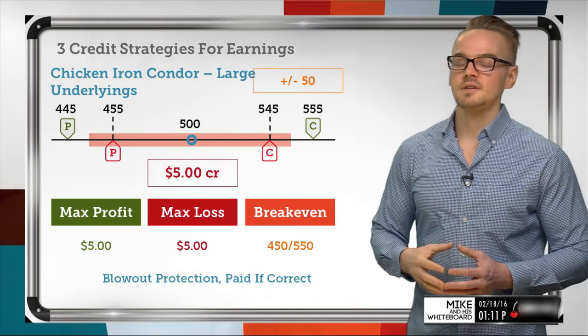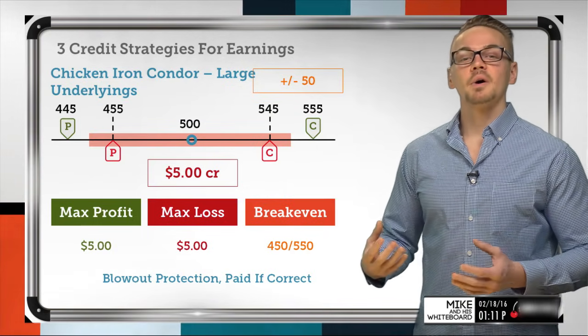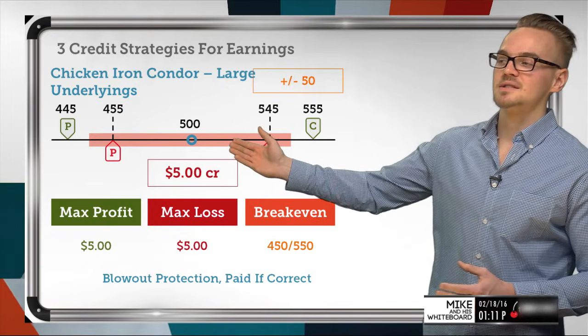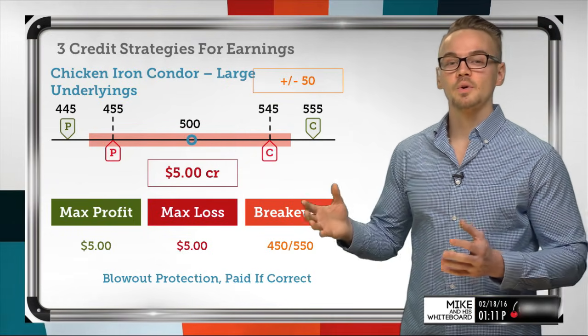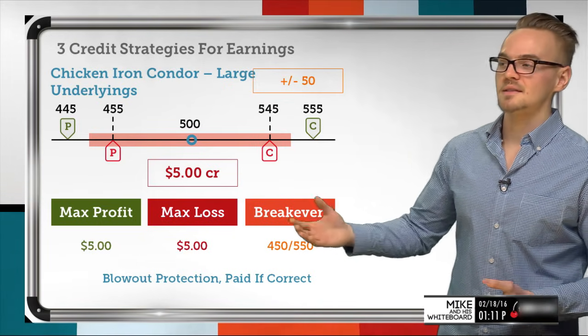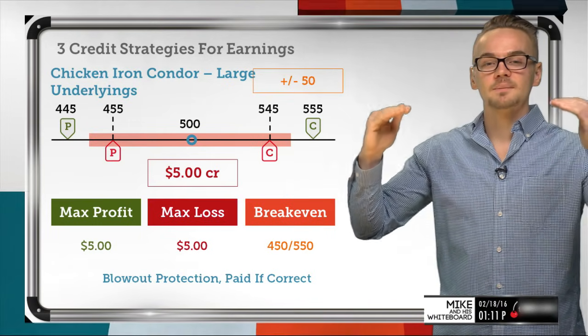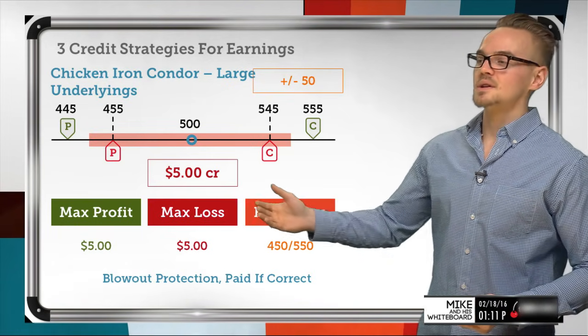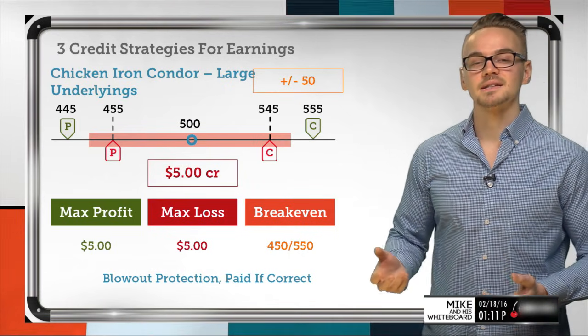So another interesting thing about this strategy is it not only gives us blowout protection, but if we're correct and this stock price doesn't move, or it just moves a little bit, we're going to get paid, because we're going to be collecting a lot more premium. We're collecting about half the width of the spread in this example. So if the stock price doesn't move and implied volatility deflates rapidly, we're going to see a lot of that profit realized the very next day or maybe a couple days after.